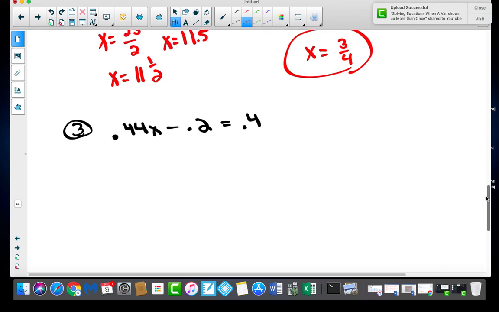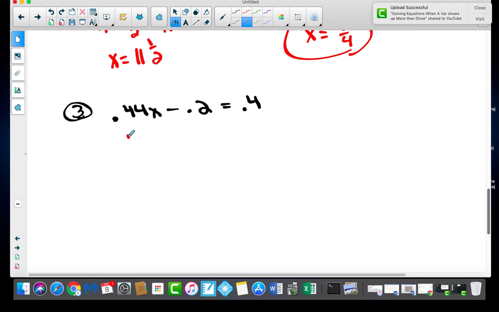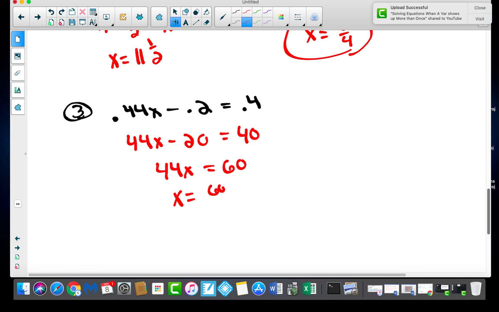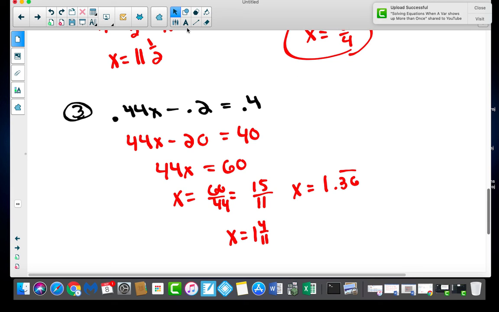All right. This last one here, if I multiply by 100, I'm going to get 44x minus 20 is going to equal 40. I'm going to get 44x. That's going to equal 60. X is going to equal 60/44. I need to simplify that. I'm going to divide them both by 4, which would be 15/11. So you could give me x equals 15/11, or you could give me 1 4/11. I would not recommend a decimal on this one, but if you really had to, you would have 1.36 repeating.